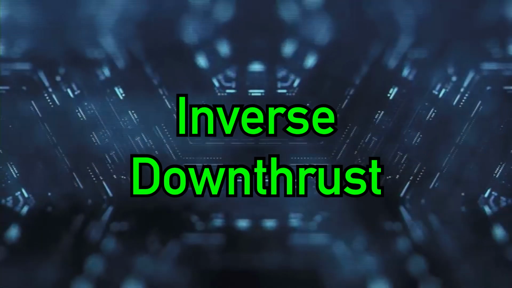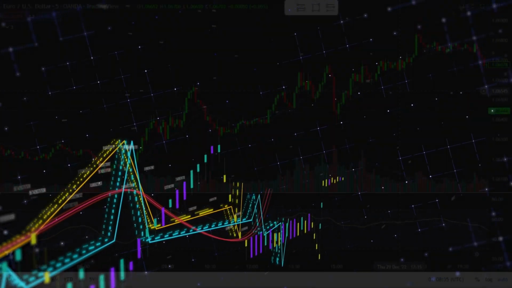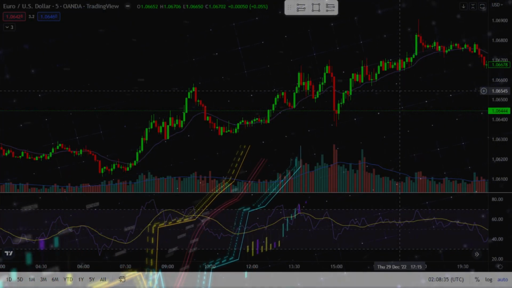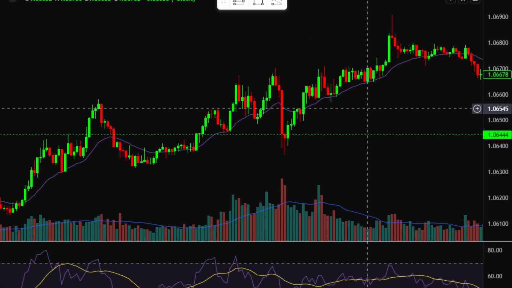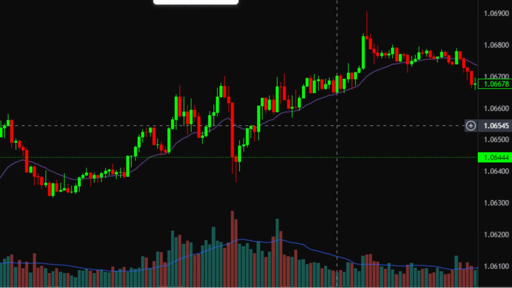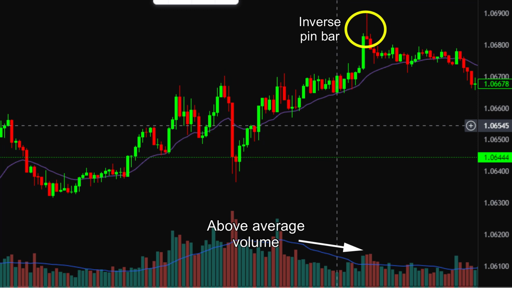Inverse down thrust. Inverse down thrust occurs when an inverse bullish pin bar or doji bar has a low spread but its corresponding volume is high or above average. The divergence between price and volume signifies that the price will rise soon.